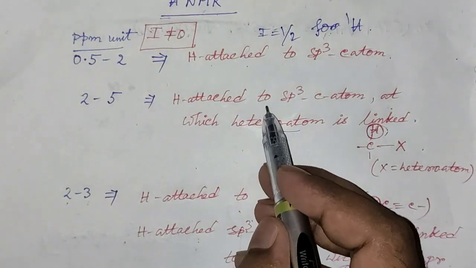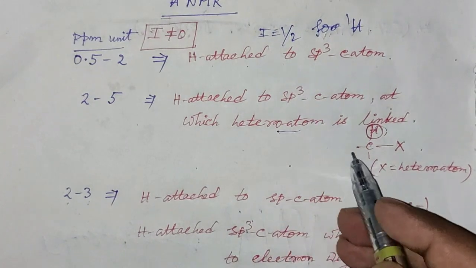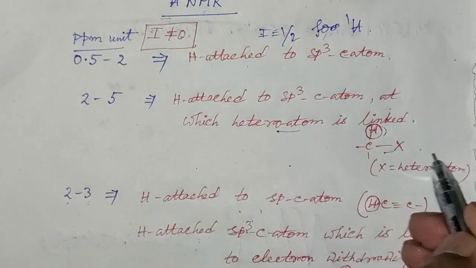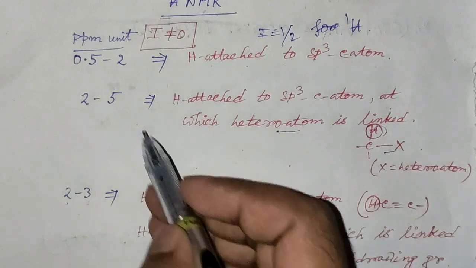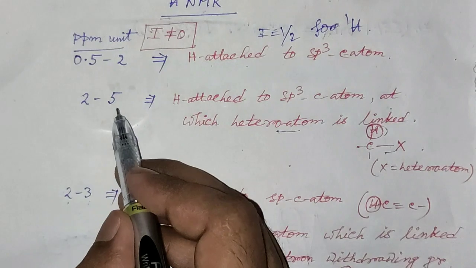When the hydrogen atom is attached to an sp3 carbon atom and that sp3 carbon atom is attached to a heteroatom like oxygen, nitrogen, chlorine, bromine, etc., that proton will come within the range 2 to 5 ppm.